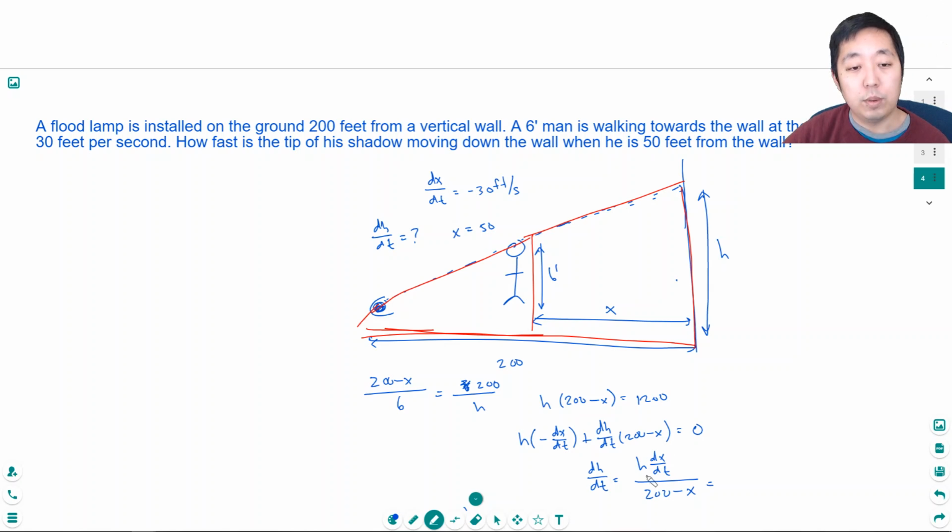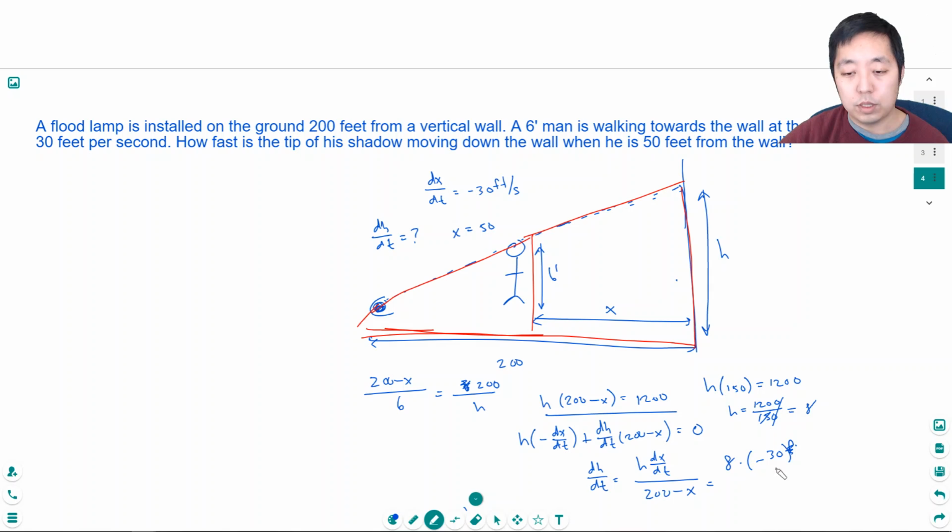Now, let's figure out what we know. I don't know what h is at a particular moment. I know dx/dt, and I know x, so I need to figure out what h is. But this equation tells me a relationship between h and x. If x is 50, then h times 200 minus 50, which is 150, has to equal 1200. So h is equal to 1200 over 150. Is 15 going into it? Yeah, it goes into 120 eight times. So h is 8.